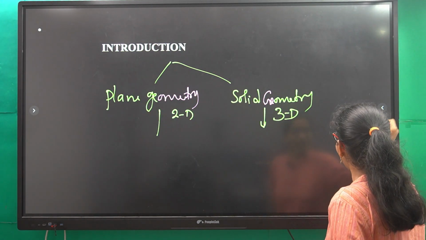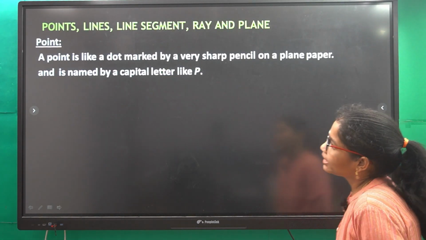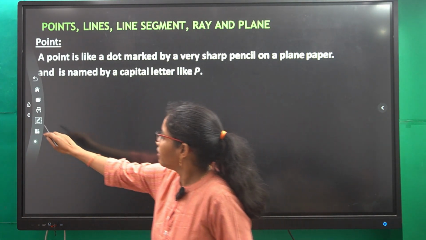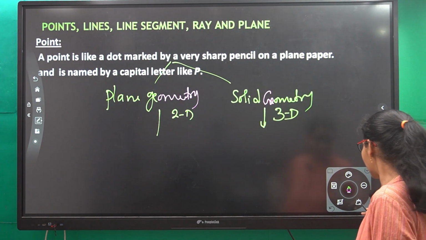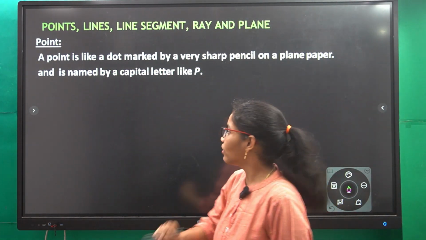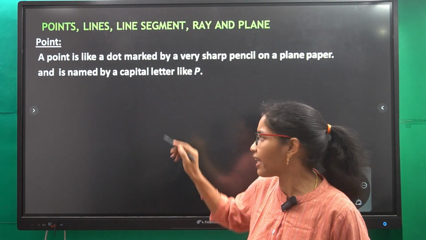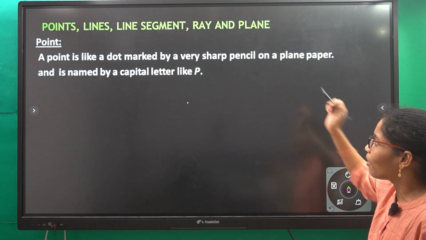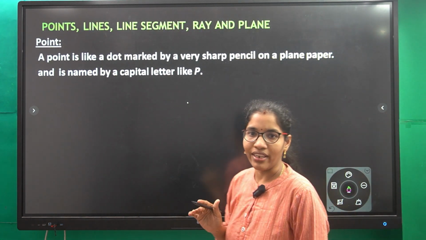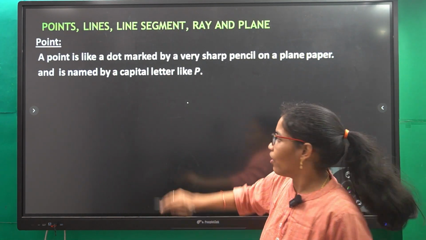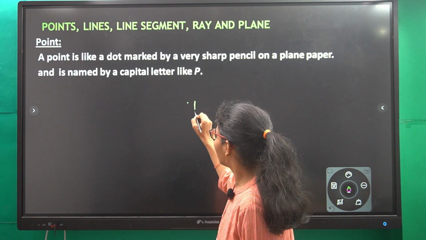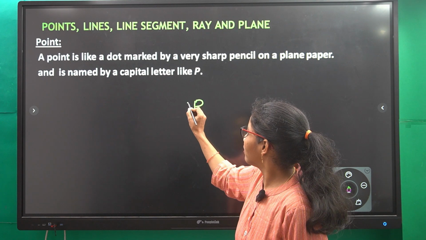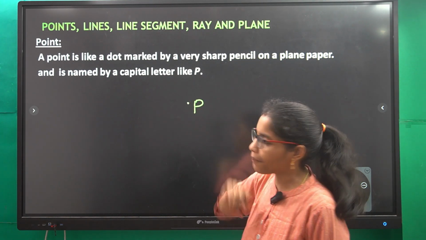Okay. Now first we will see what is meant by points, lines, line segment, ray and plane. Okay. Here the first one is point. What they given here? Point is nothing but it's like a dot, right? So point is like a dot marked by a very sharp pencil on the plain paper. Okay, so it is nothing but a point. How we can represent the point? With the letter P. Clear? So this is a point we are representing with letter P.